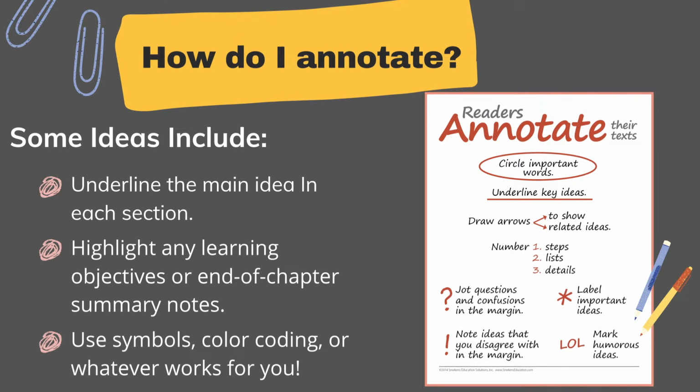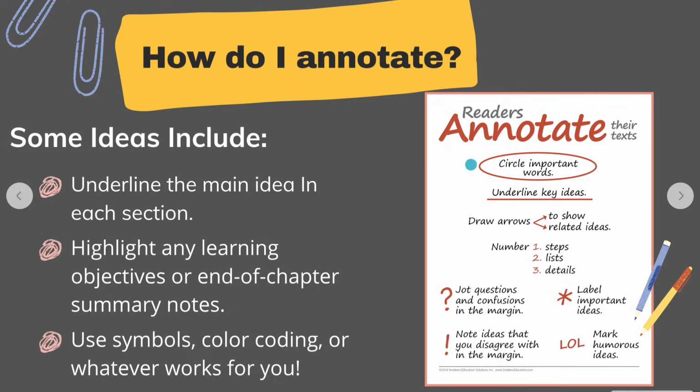So here are some ideas. You can underline the main idea in each section, highlight learning objectives or end of chapter summary notes provided by the author, use some system of symbols or color coding that works for you. For example, I like to highlight unknown words in one color and the main idea in another color and things that are interesting to me in another color.